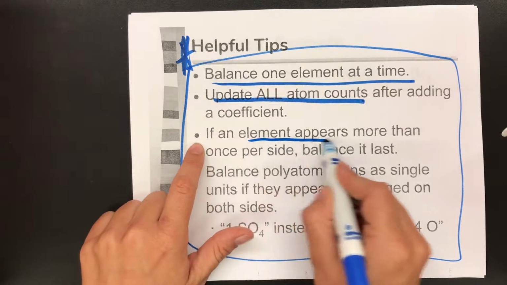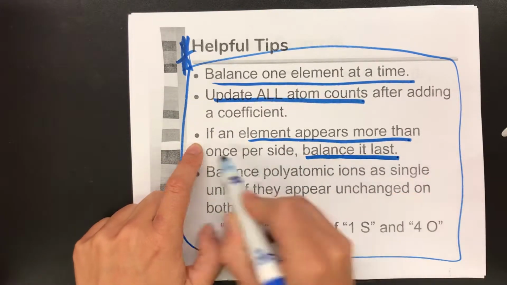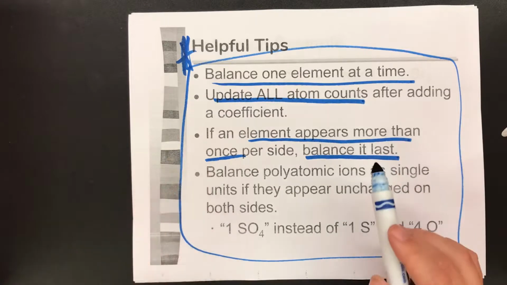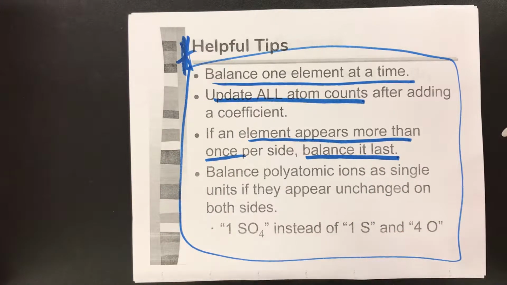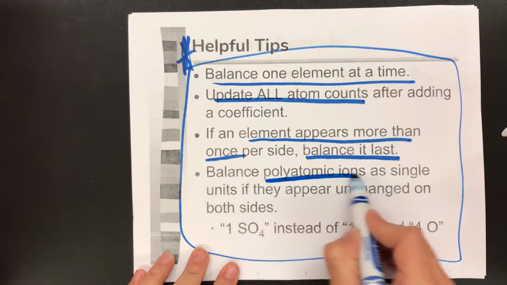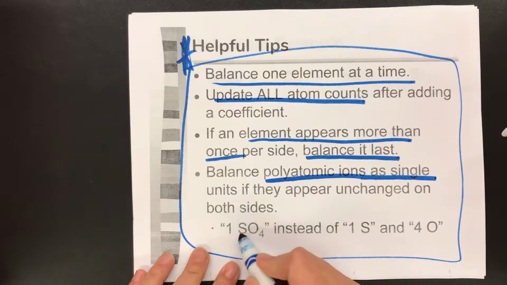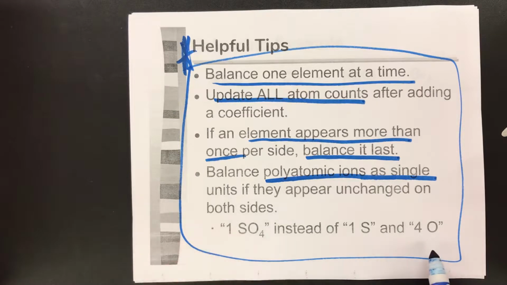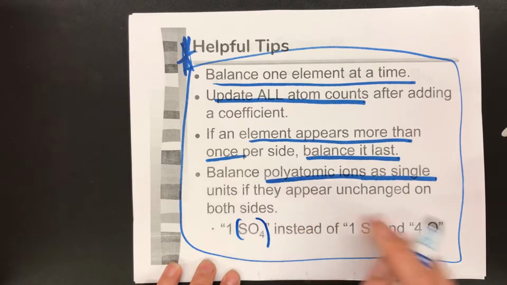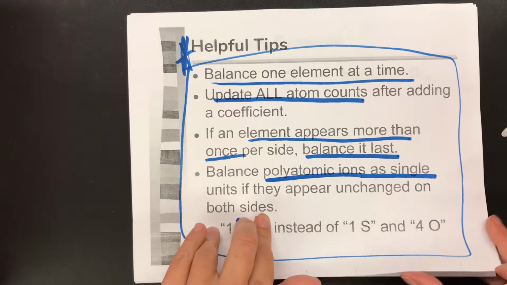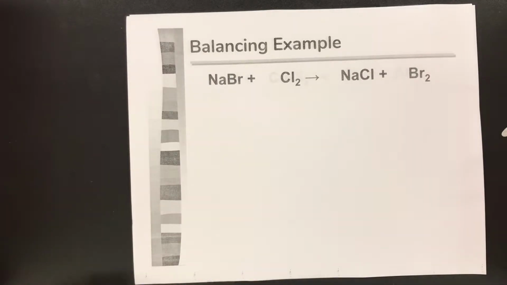Okay? If an element appears more than once, balance it last. So if an element appears twice on one side, save it for the very ending. Polyatomics, do as one element. So for example, SO4, you do not have to split it up into S and O. You just keep it as SO4. Okay? So let's go ahead and jump on in here.